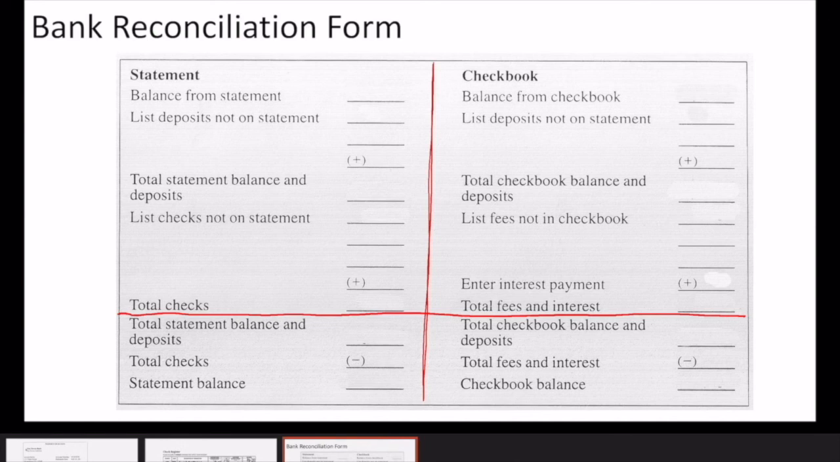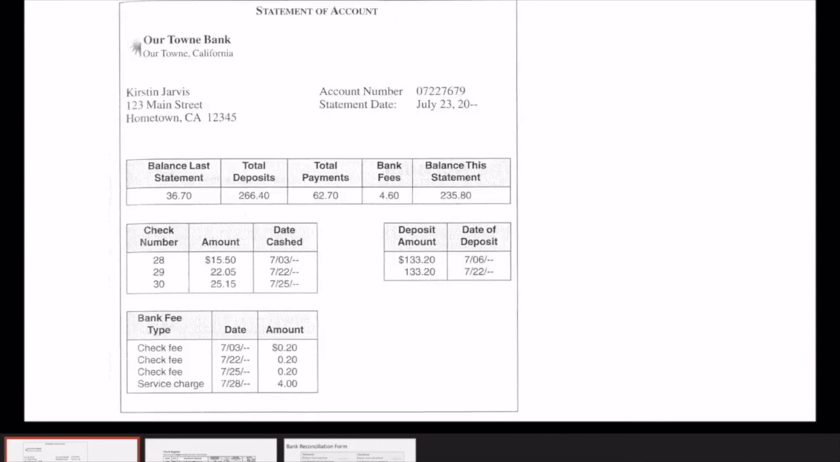Okay, when filling out this form, there are a couple of things that you must have, and we've already talked about one of them, which is your bank statement. And again, we've already covered what is included in our bank statement.